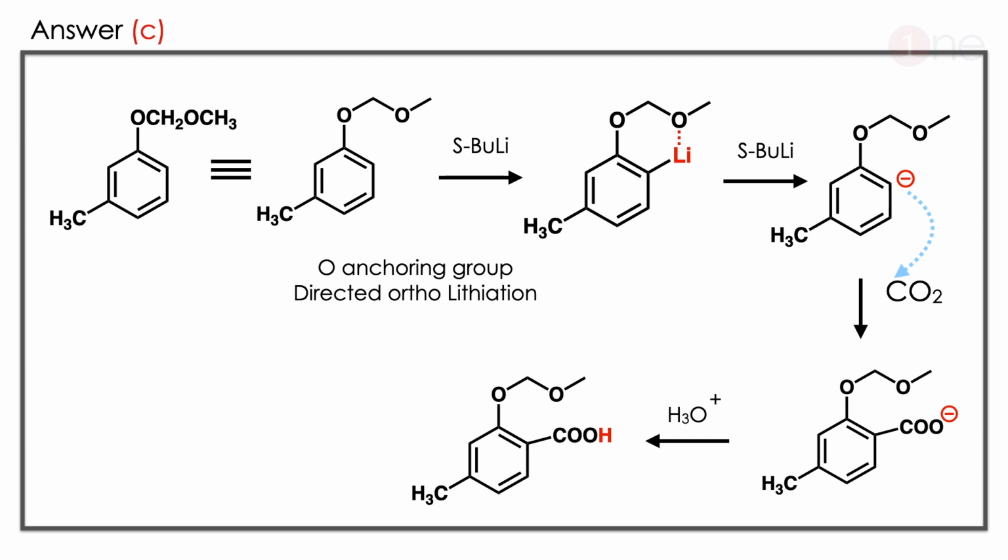Here you have to learn 2 things. One is that ortholithiation is possible if there is an anchoring group like oxygen. Then the ortholithiation leads to carboxylate formation by CO2 attack.